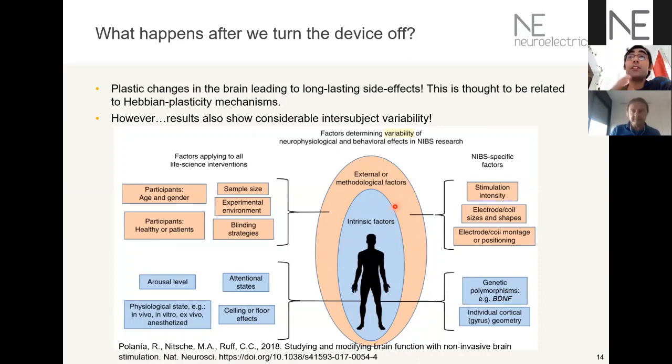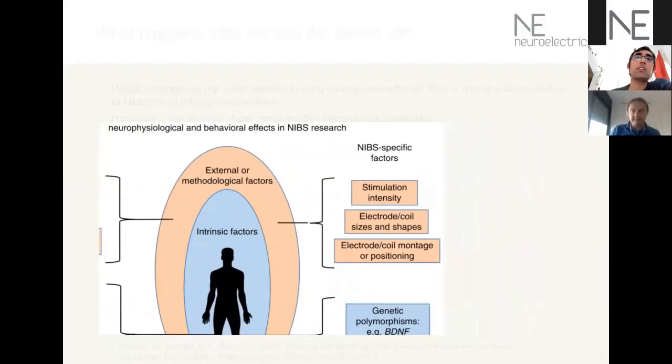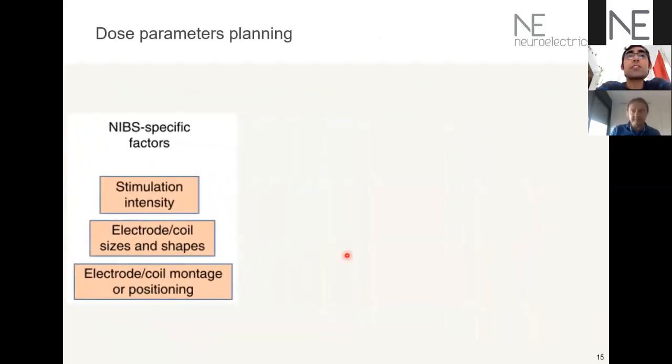But in the case of non-invasive brain stimulation protocols, this sort of variability results not only from genetic makeup, but also from factors that are more related to non-invasive brain stimulation, namely stimulation intensity, electrode sizes and shapes, and the position of the electrodes, the geometry of the electrodes. These parameters are what we call dose parameters in tES. So they're the controllable parameters that affect the electric field.